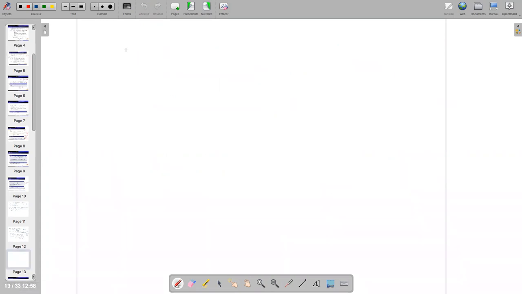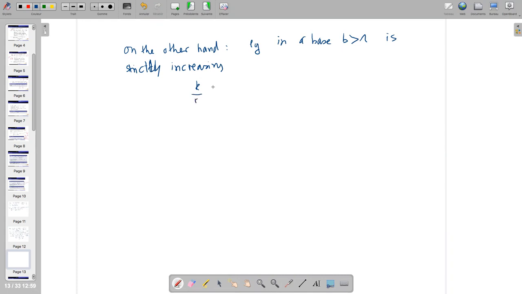So on the other hand, logarithm is also strictly increasing in an arbitrary base. So that means that I can write that k over r is less than logarithm of 2 over logarithm of m, less than k plus 1 over r. And again, one of these inequalities will be strict.